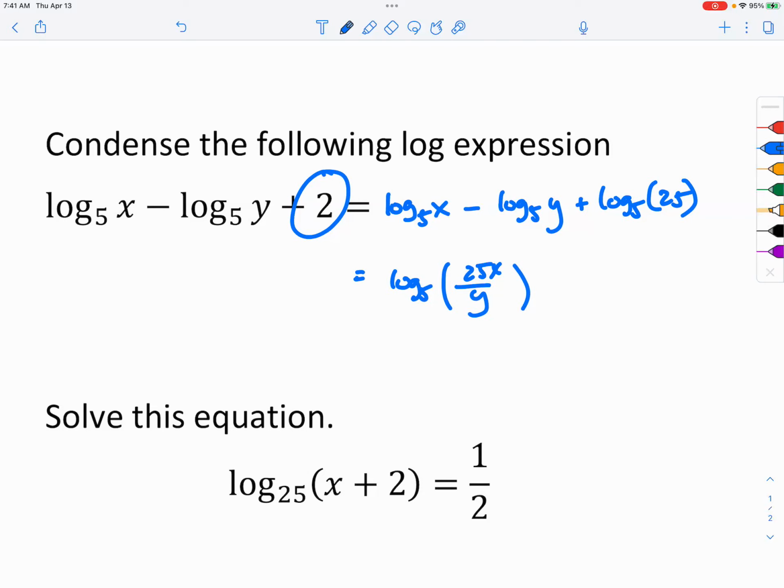From where to where? From here to here? Well, if you remember what I said about the little shortcut, well, positive means numerator. So that's why 25 and x are both in the numerator. The minus log base 5 of y, that means the y is in the denominator. That's all.